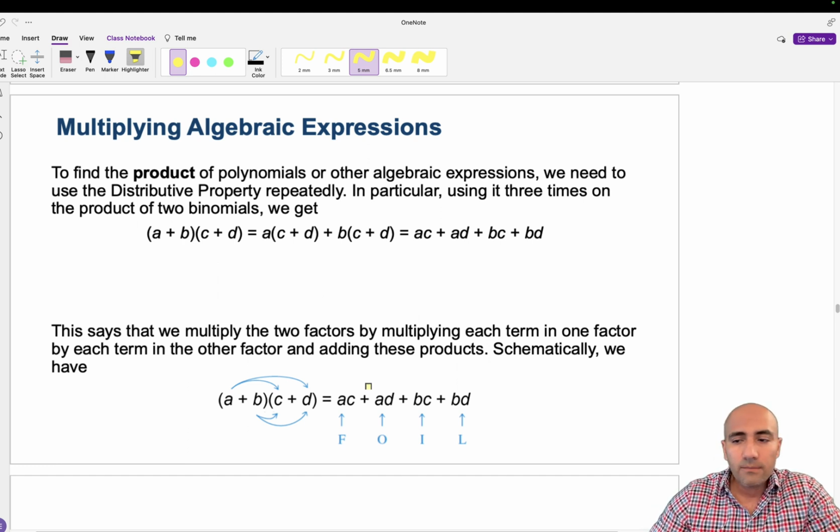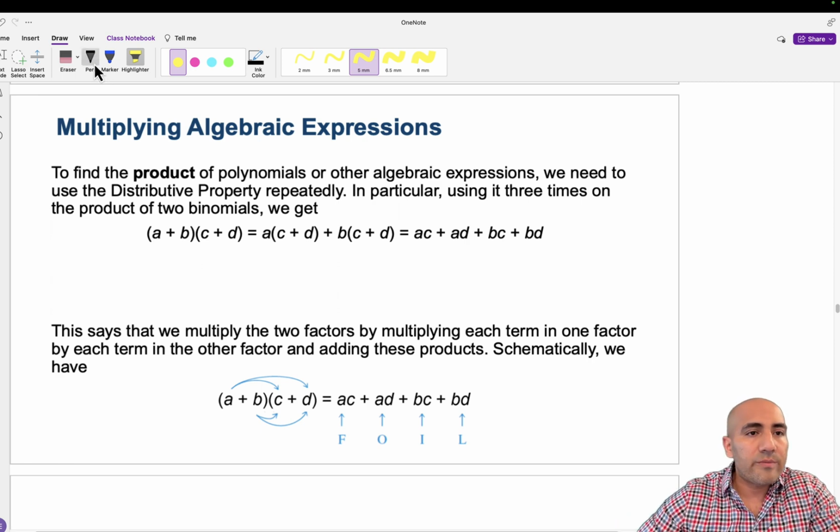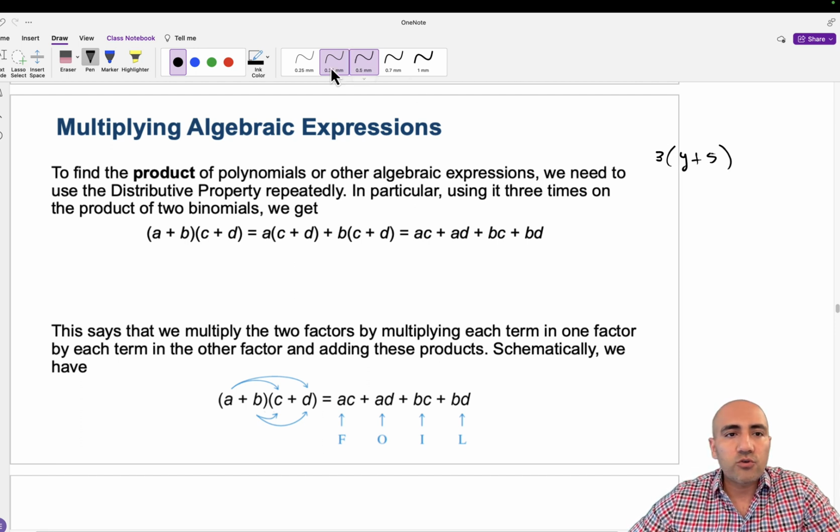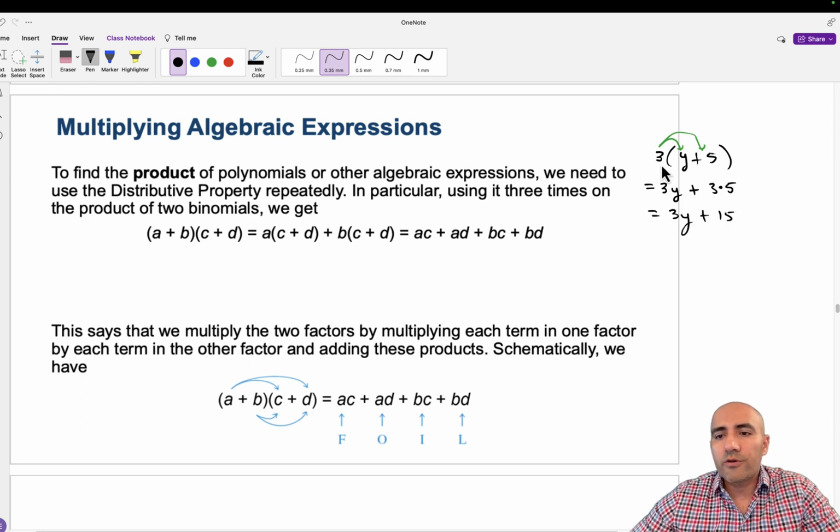Okay, so again, remember what we mean by the distributive property. Back to if we just had, say, 3 times y plus 5, we can distribute this 3 this way and this way. And so this is equal to 3y plus 3 times 5, which becomes 3y plus 15. So we're used to seeing the distributive property in this sort of way.